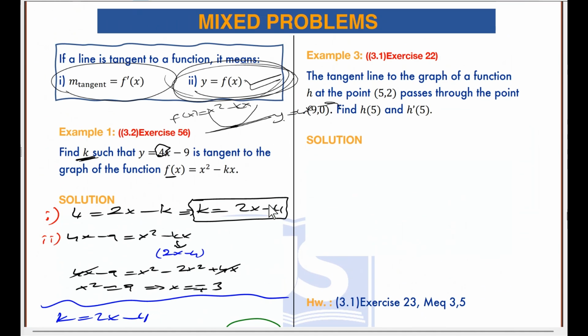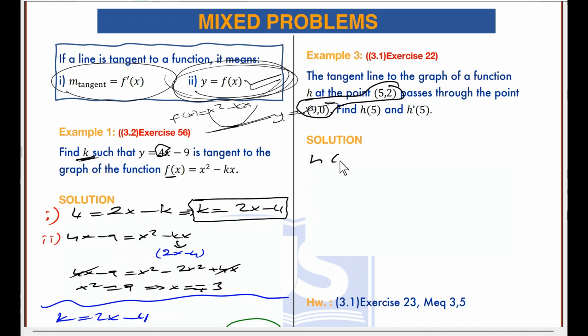The second type, this type is also common. This is first section question, and there are many mystery questions regarding to this. The tangent line to the graph of the function h at point 5, comma 2 passes through the other point 9, comma 0. Find h of 5 and h prime of 5. This is pretty simple. There is a tangent line that's passing through those 2 points.